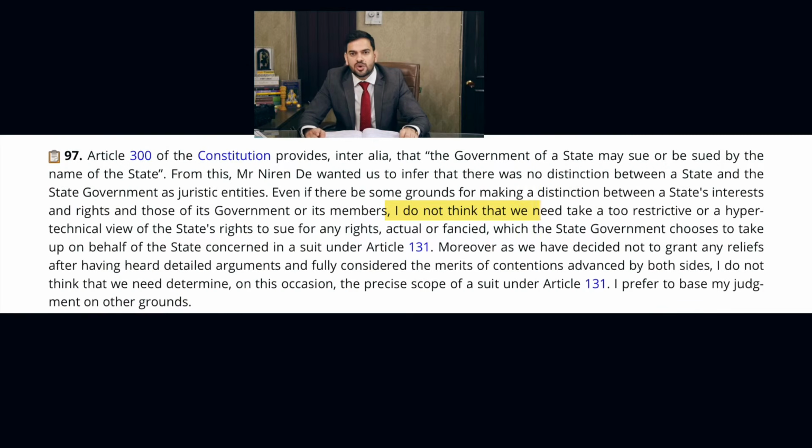So Justice Beg, with respect to that, said that no, a state is not so different from a state government, and we are not going to go into some so technical views. So Justice Beg's opinion held that the petition which was filed under Article 131 is maintainable before the Supreme Court.